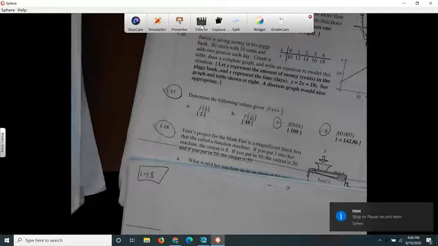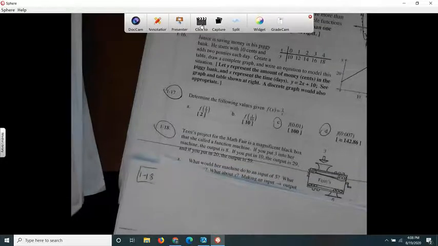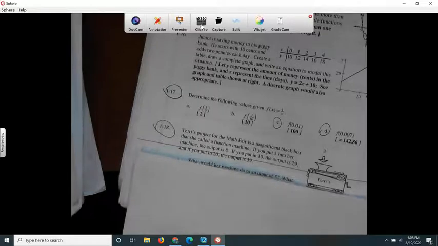Here's Integrated 3, problem 1-18. It says Terry's project for the math fair is a magnificent black box that she called a function machine. If you put 3 into her machine, the output is 8. If you put in a 10, the output is 29. If you put in 20, the output is 59.